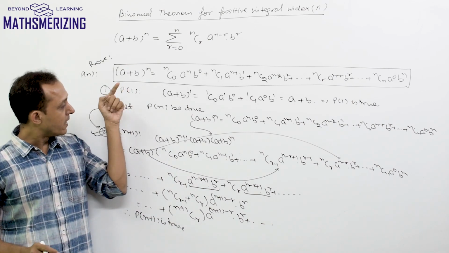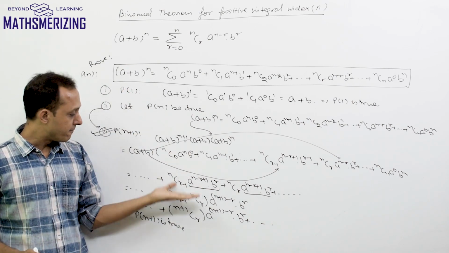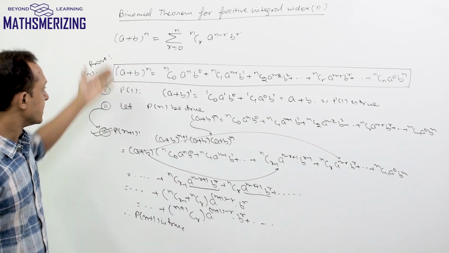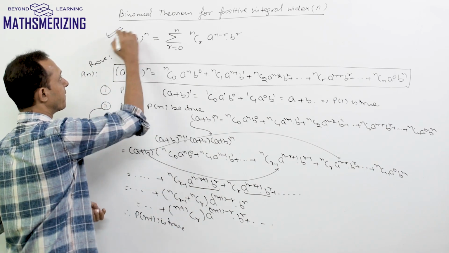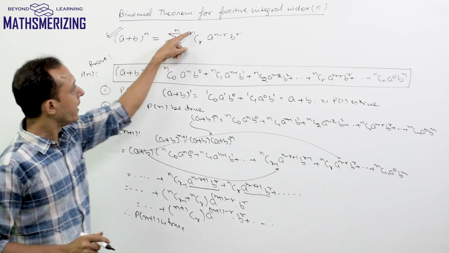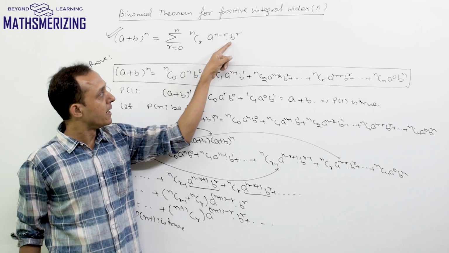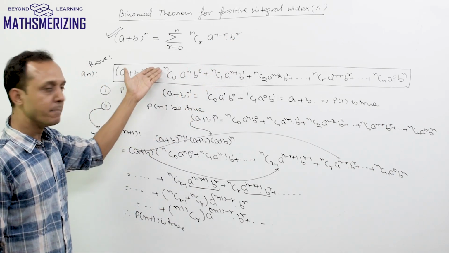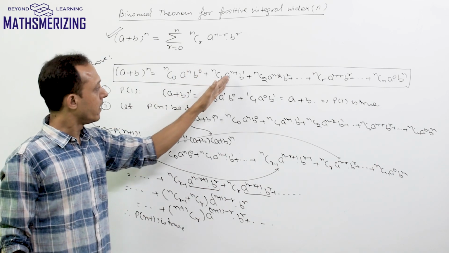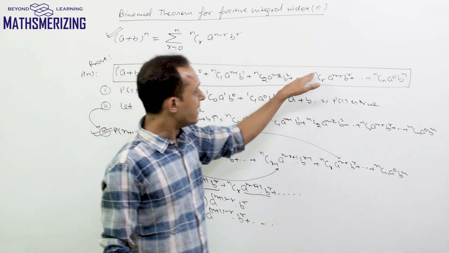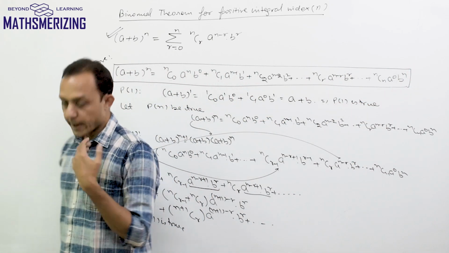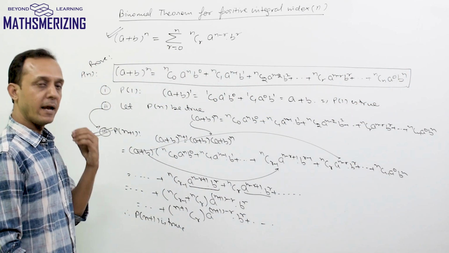So if P1 is true, and if we assume Pn is true, then from that we can prove Pn+1 is also true. So using mathematical induction, we can say that the binomial expansion of (a + b)^n is either the summation, r varies from 0 to n, nCr a^(n-r) into b^r, or simply nC0 a^n b^0 + nC1 a^(n-1) b + ... + nCr a^(n-r) b^r + ... + nCn a^0 b^n.